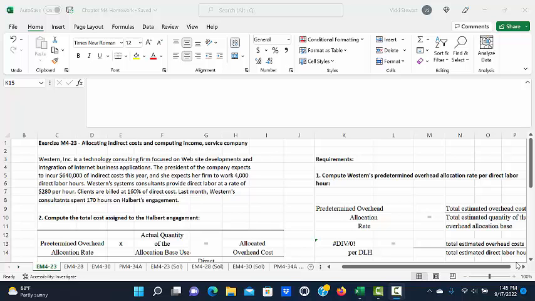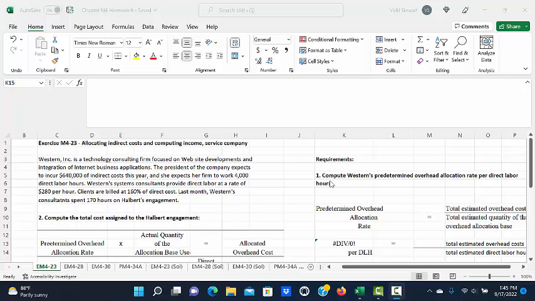The president of the company expects to incur $640,000 of indirect costs this year, and she expects her firm to work 4,000 direct labor hours. Western Systems consultants provide direct labor at a rate of $280 per hour. Clients are billed at 160% of direct cost. Last month, Western's consultants spent 170 hours on Halbert's engagement.